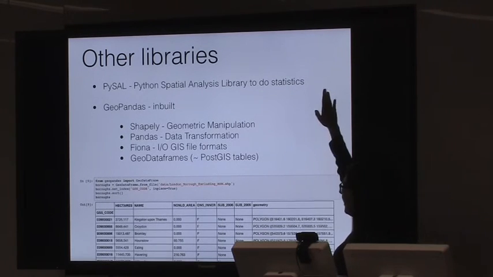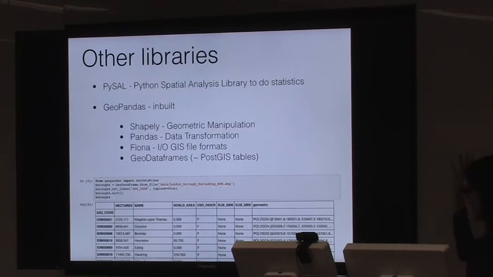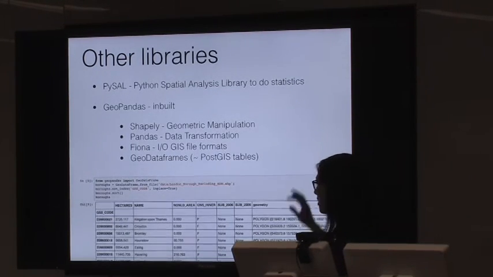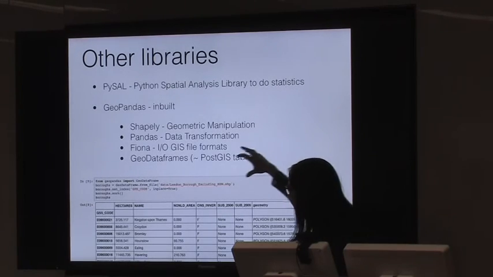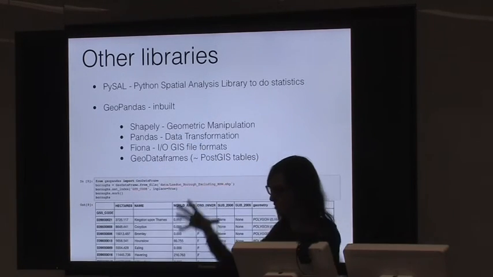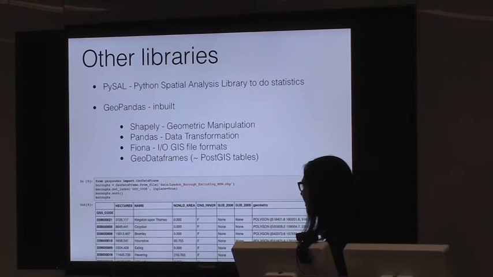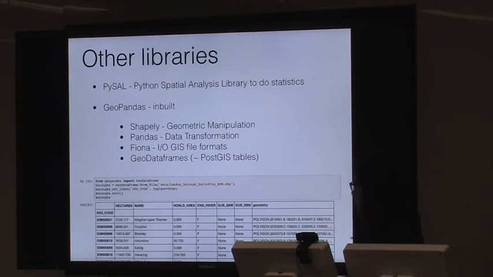And then there are other libraries. PySAL is the spatial analysis library to do statistics. I haven't played much with it, but apparently it's very, very good. And GeoPandas is the thing that I'm most excited about, but it's still, I'd say, in its early development. GeoPandas basically builds everything that I showed you before into one cohesive framework, so the flow is much more simplified.